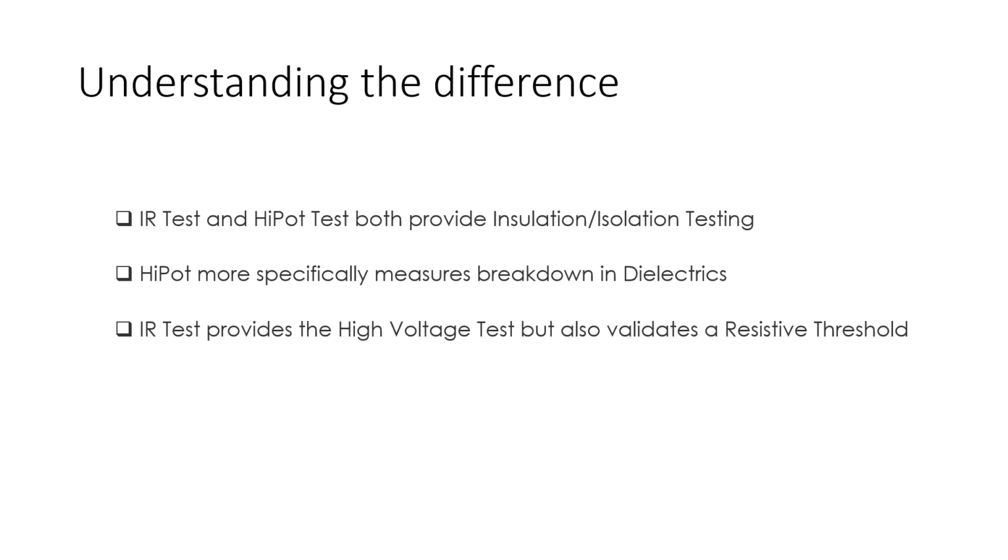The IR test, though, is a hybrid of the Hipot test. It does the same type of thing with the voltage and listening, but it also validates using a high resistive threshold to make sure that the dielectric itself is withstanding the required isolation. A lot of times this could be up to 500 megohms or even a gigohm, depending on the application.